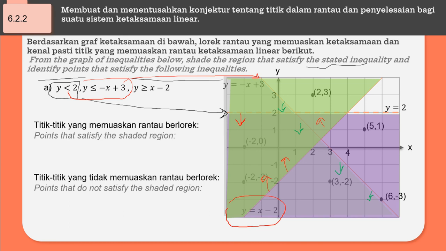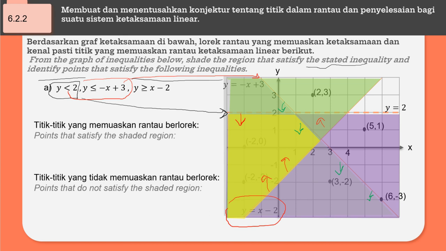Alright, and lastly, we need to find the intersection region. So where is the intersection region of the 3 inequalities? Here we have the yellow one. So this is where all the inequalities satisfy the region.